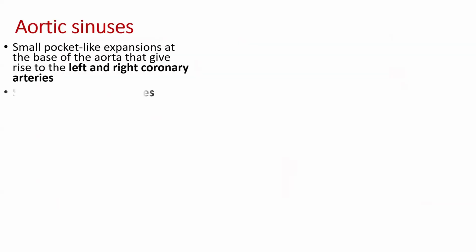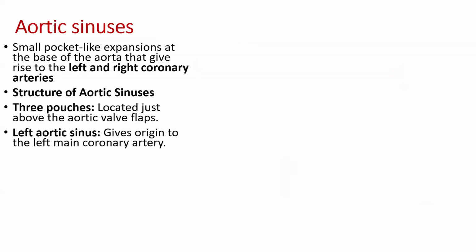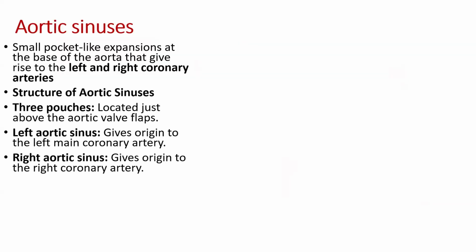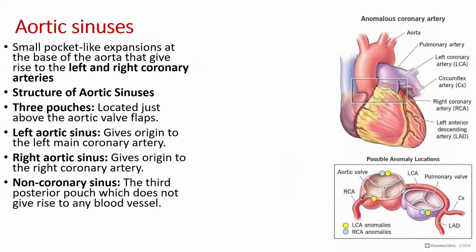So, what are aortic sinuses? Aortic sinuses are the small pocket-like expansions at the base of aorta that give rise to the left and right coronary arteries. Here you can see these are the aortic sinuses just above the aortic valve or the orifice of aorta.